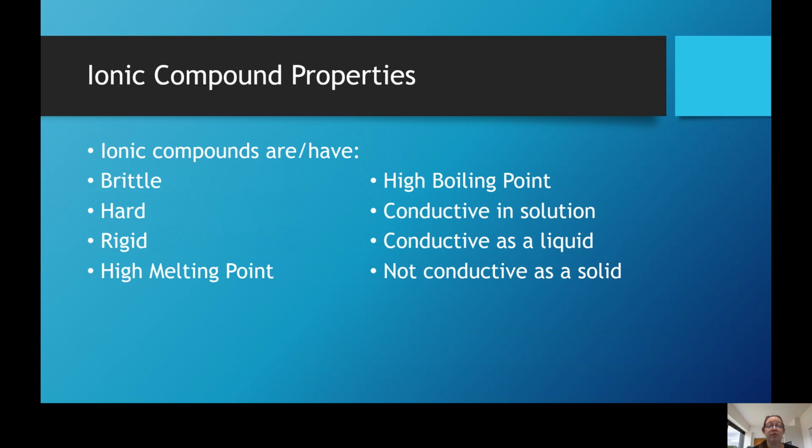Okay, so ionic compounds are brittle, they're hard, they're rigid. They have high melting points, high boiling points. They're conductive in solution, conductive as a liquid, but not conductive as a solid. And we're going to talk about some of these more unique properties a little bit more in depth because it has to do with the way that the charges are arranged and also how strong those charges are.